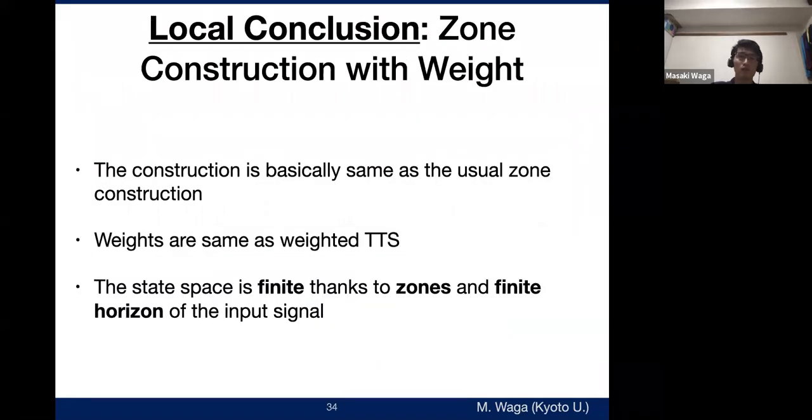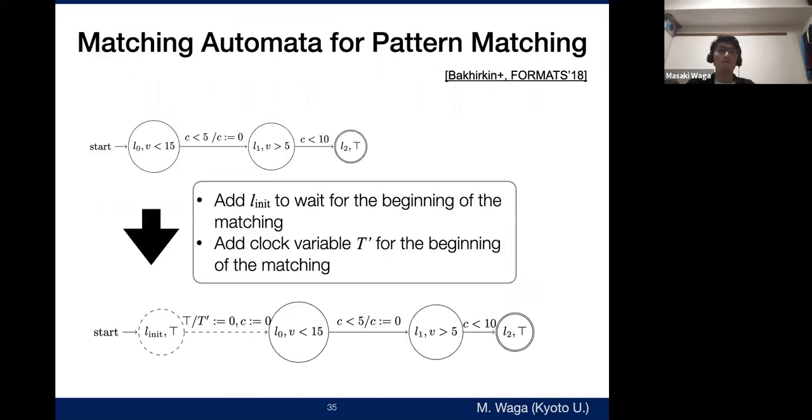So the local conclusion is like this. By the zone construction with weight, we can construct a finite graph from the weighted TTS. And by graph analysis, the shortest distance problem for this finite graph, we can compute the quantitative semantics. The basic idea of the zone construction is the same as the usual reachability analysis of timed automata for qualitative semantics.